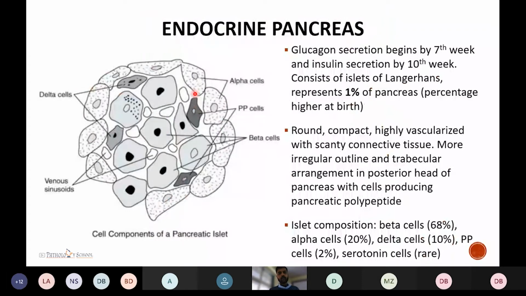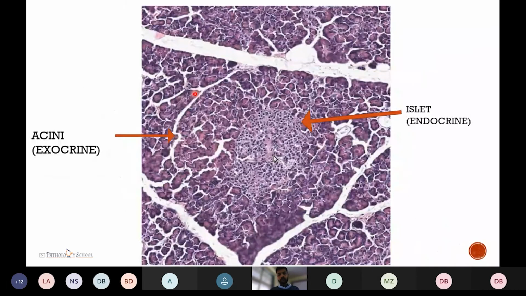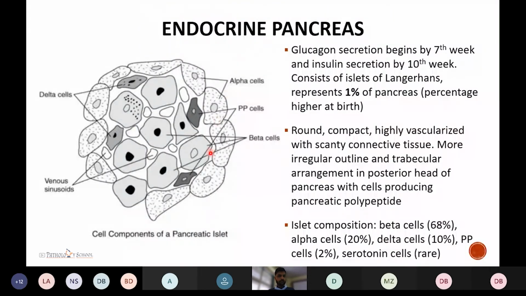On H&E section, you cannot identify the different types of cells which are present, but they are present in this manner. The beta cells majorly form the central part of the islet, which are present in majority, around 68%. Then comes the alpha cells, which line the periphery, and then the delta cells, PP cells, and serotonin cells. So this is the arrangement of an islet of Langerhans.